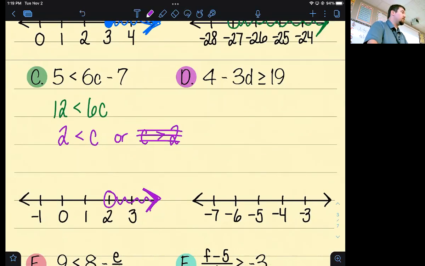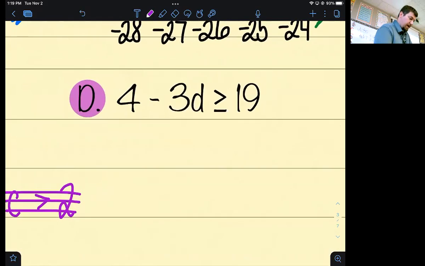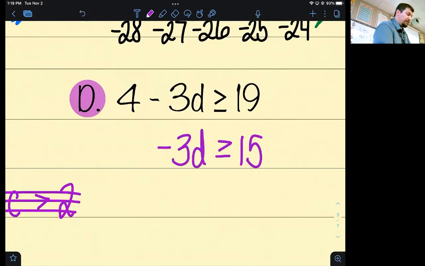Example D. Deegan, what's the first thing I should do here? Okay. Deegan, what's 19 minus 4? Okay, what's left on the other side of the equation? Good. Yeah, don't forget that that's a -3. That would obviously throw things off for multiple reasons. Shane, what's our next step?